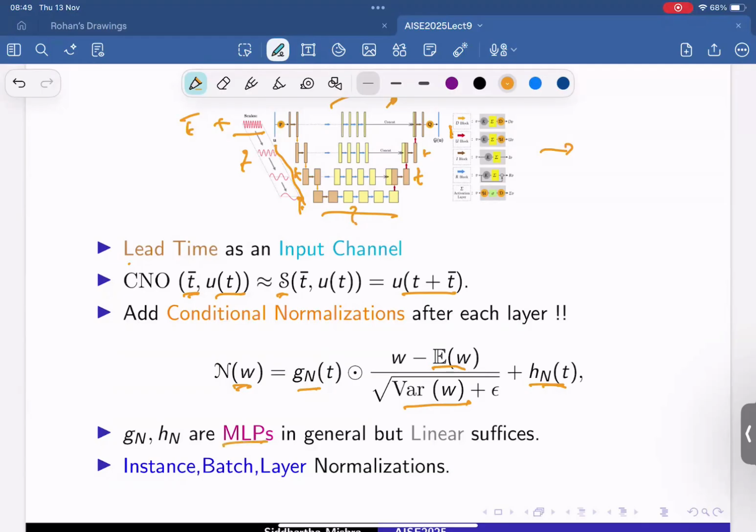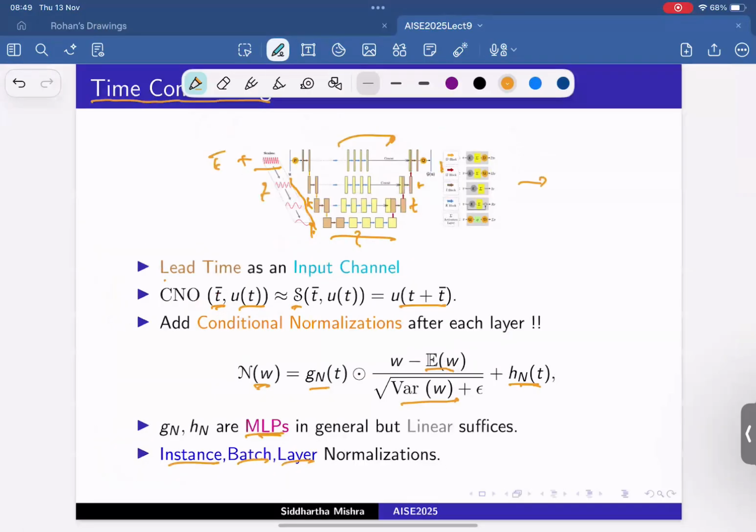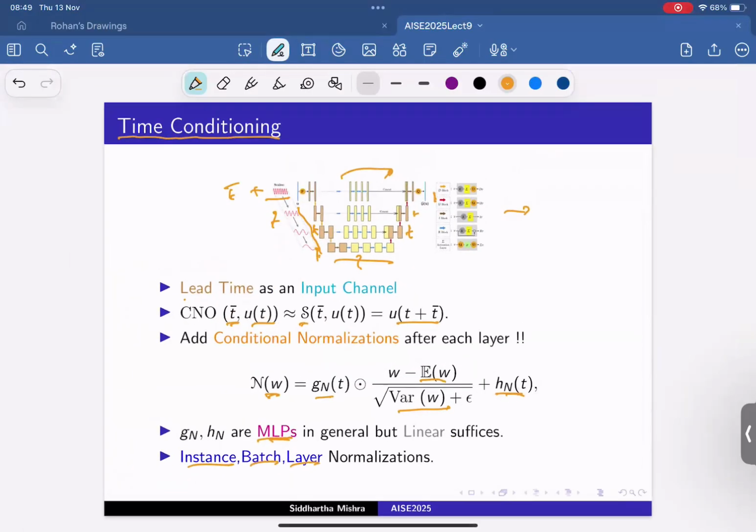In general, you can use MLPs, but linear layers suffice. So you can just use some matrix vector multiplies. That's good enough. And you can use all kinds of normalizations depending on what normalization is used: layer norms, batch norms, instance norms, all of them can have this, right? So it's a very simple time conditioning layer, and there is quite some engineering that one can do.